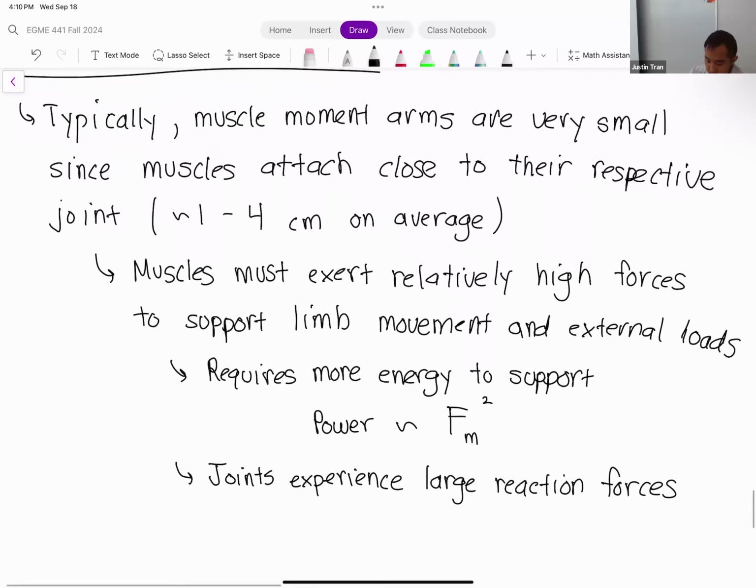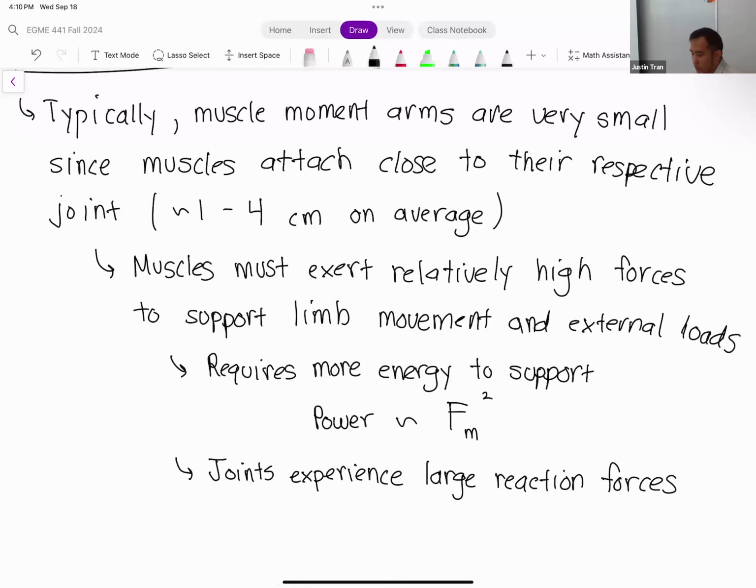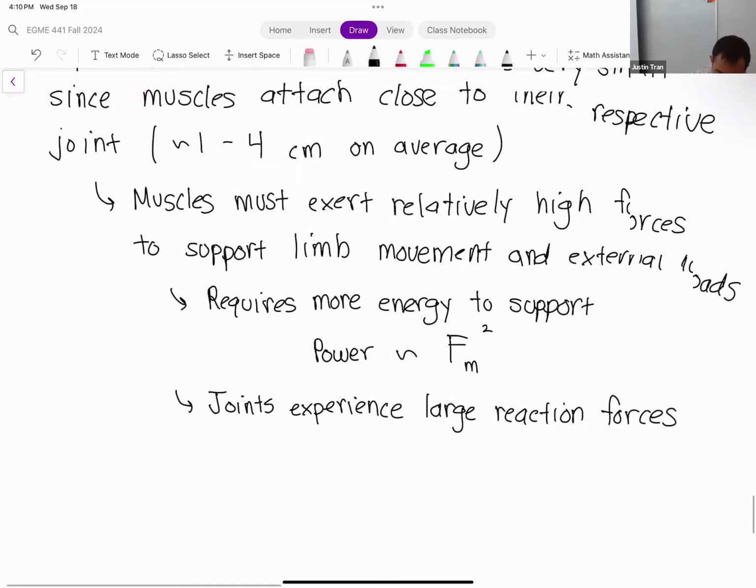Okay. And so, when I list those out, those may seem like downsides, right? And so it begs the question of whether the human body could have been designed a little better to avoid these things. But the reason your muscle moment arms are very small actually has a very, very important reason.